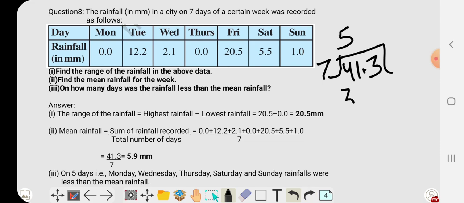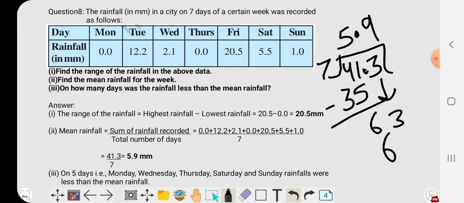7 5s are 35. Now what remains? 6 and we can write 3 here. Now there is a decimal, so we have to put a decimal here also. Okay, now you can divide. 7 9s are 63. Therefore the answer will be 5.9 millimeter.